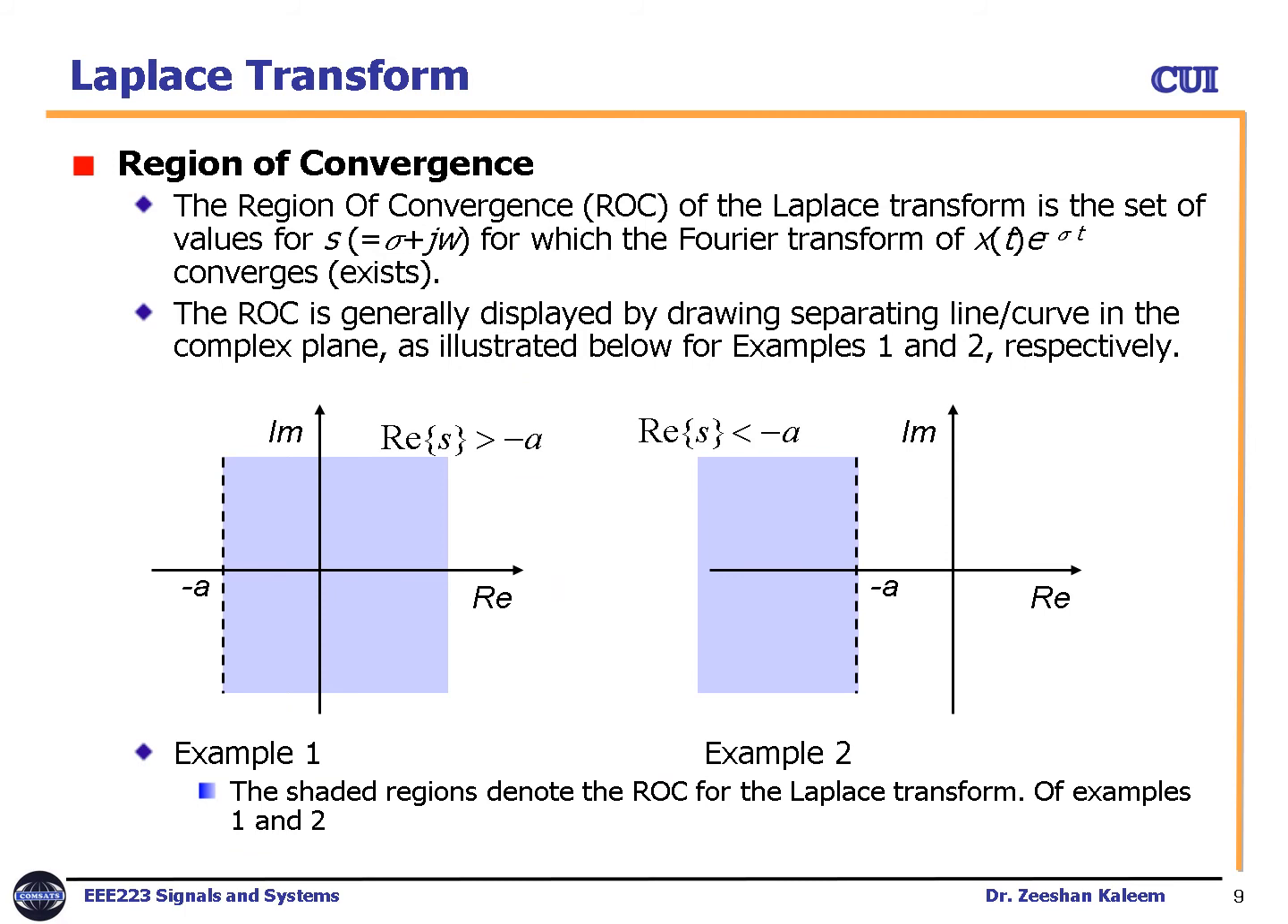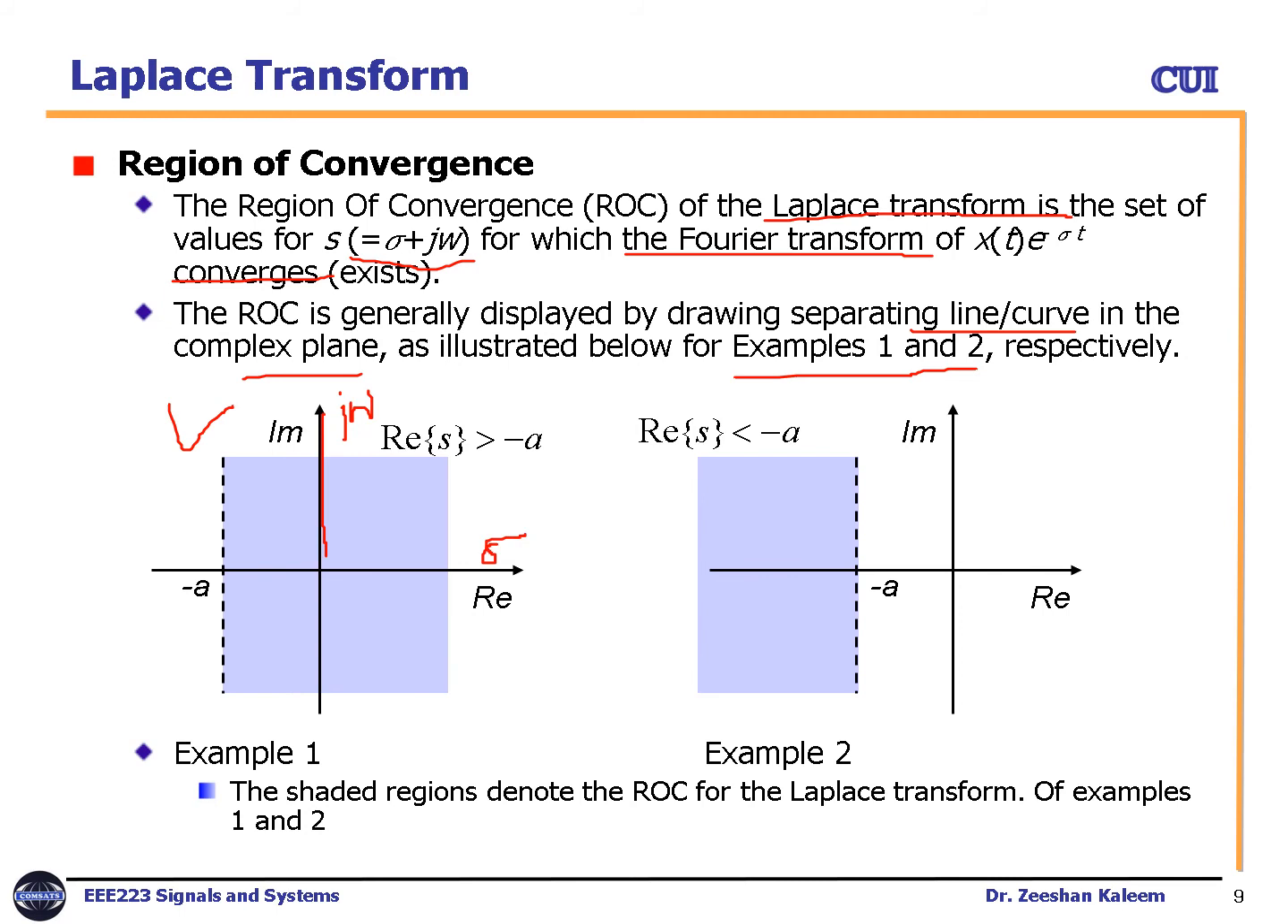The region of convergence of the Laplace transform is the set of values of sigma plus j omega for which the Fourier transform converges, meaning the Fourier transform exists. The region of convergence is displayed by drawing separating lines or curves in the complex plane, as illustrated below for examples 1 and 2. This is for example 1. This is your imaginary axis, meaning j omega, right? And this is your real axis, sigma.